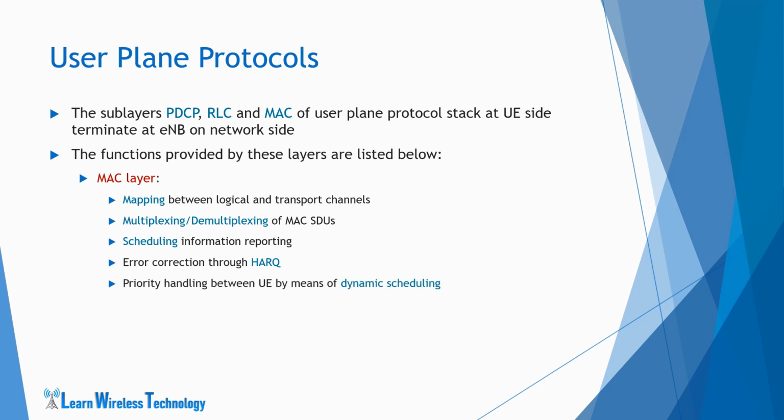In case of dynamic scheduling, the MAC layer handles the priority between the UVs. Dynamic scheduling is used to allocate resources for retransmission, so it decides which UVs should be given priority for retransmitting packets.